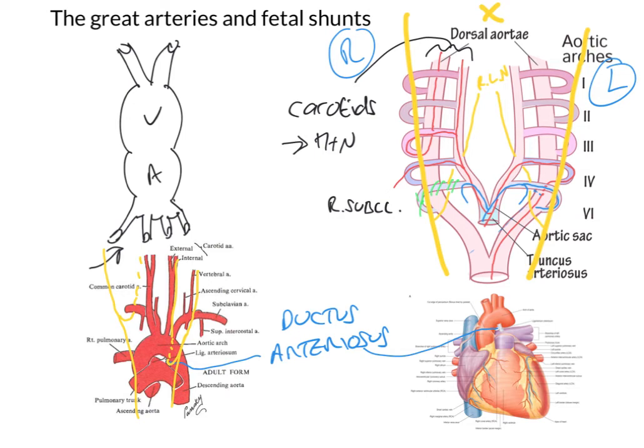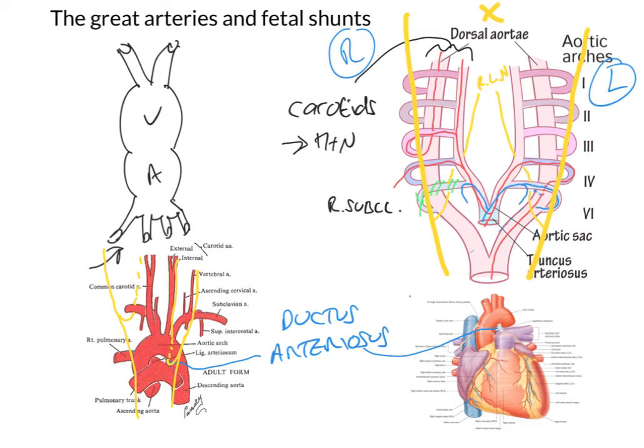But the key factor at play here is that due to the fact that the sixth arch on the right-hand side disappears, the right recurrent laryngeal nerve actually originates higher up in association with the right subclavian than the left recurrent laryngeal nerve, which is retained in a lower position by the presence of the ductus arteriosus connecting the pulmonary arteries with the aorta.